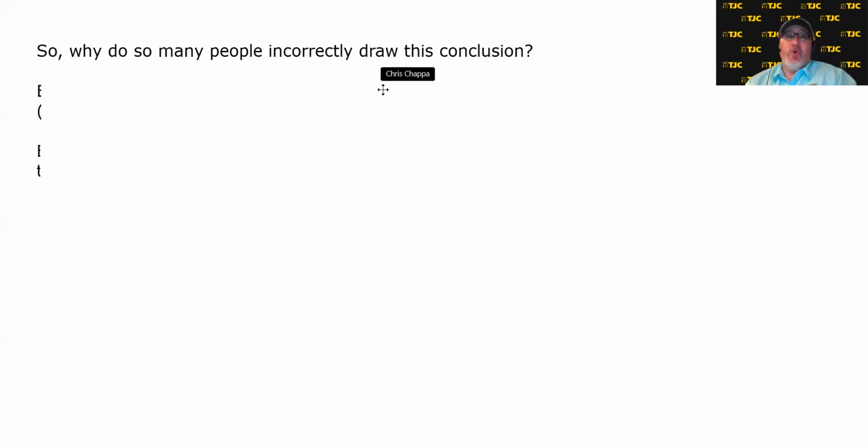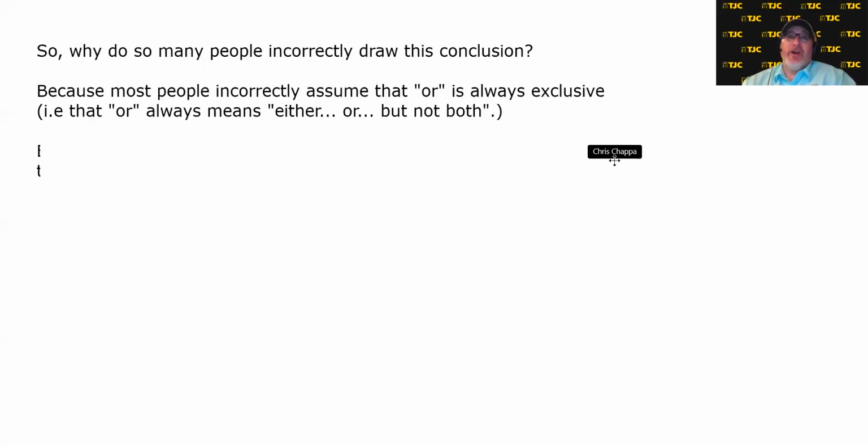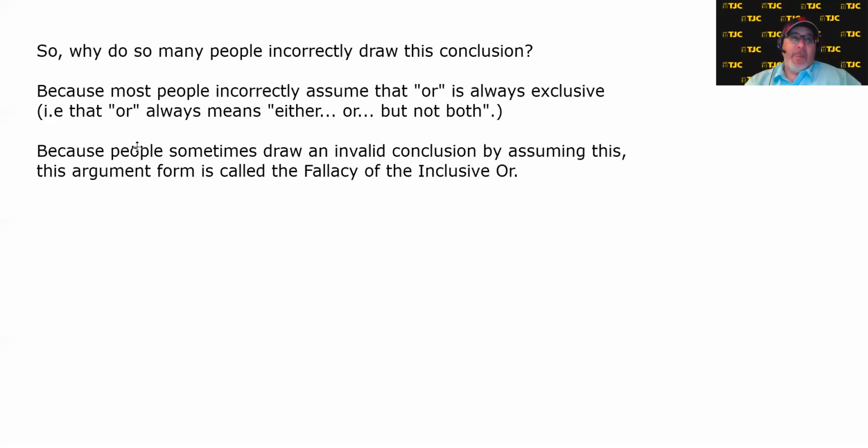So why do so many people incorrectly draw this conclusion? Because most people incorrectly assume that or is always exclusive. In other words, that or always means either or, but not both. Because people sometimes draw an invalid conclusion by assuming this, this argument form is called the fallacy of the inclusive or. They're making an incorrect assumption about the inclusive or, namely that it's an exclusive or.